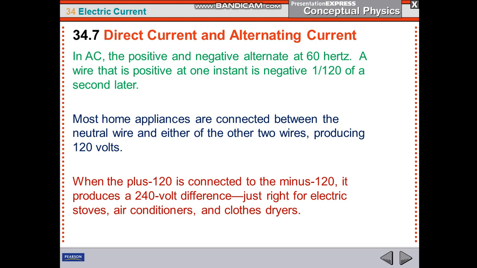0, negative 120 and positive 120 are there. When 0 is connected with one of these 120 volts, 120 is the difference, and that will be enough for most of the home appliances. But some appliances like stoves, air conditioners, and clothes dryers need a 240 volt difference. So minus 120 is connected to plus 120, and the difference of 240 is produced.